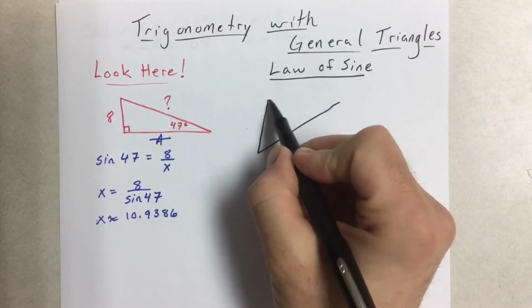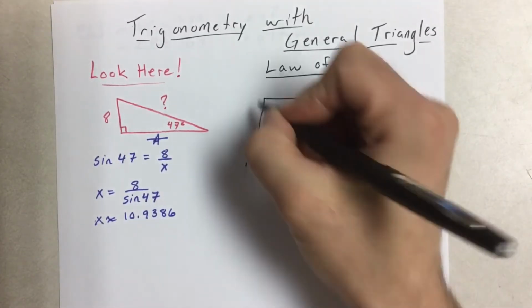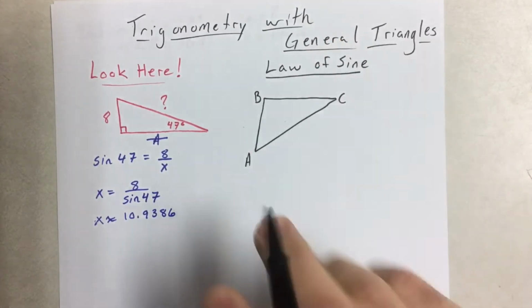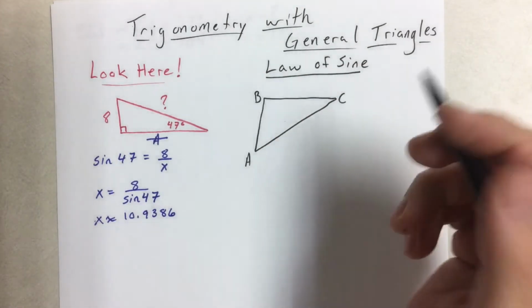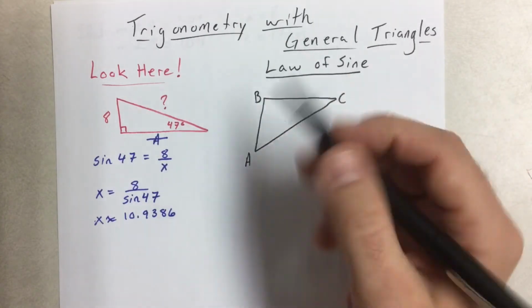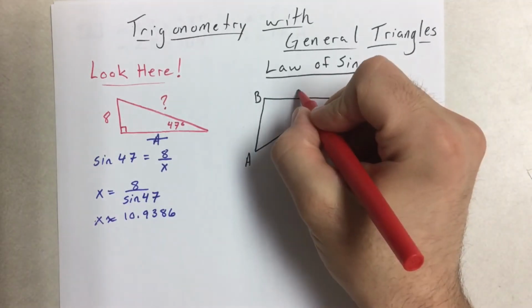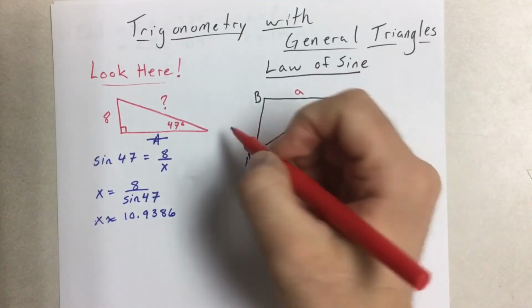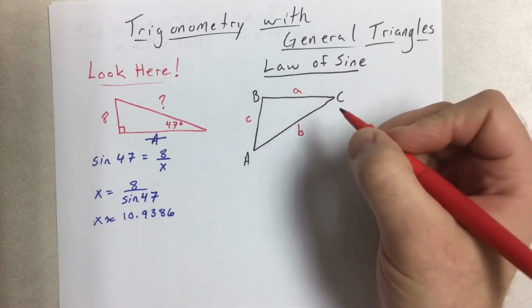So let's draw a triangle right here. And we're going to label our vertices capital A, capital B, and capital C. Having capital letters on the vertices is very important for our notation because lowercase letters are going to be placed opposite of the angle, meaning that lowercase a is going to be placed opposite of angle A, lowercase c opposite of angle C, lowercase b opposite of angle B.